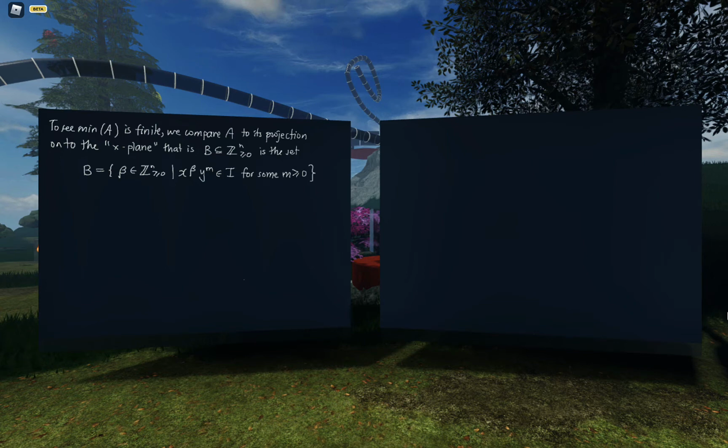Why is that a projection? Well, let me draw a picture here and then I'll ask you guys to mirror it over to the 3D object, so you better follow what I'm saying now. Okay, so what do I mean by this projection? Sorry, just really quick. When you say x to the beta y to the m is in I, do you mean in the generating set of I?